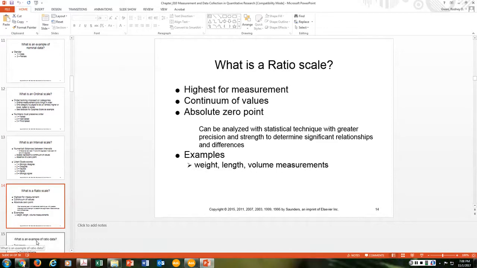What is a ratio scale? This is the highest form of measurement. It's a continuum of values. There is an absolute 0 point. And data of this kind can be analyzed with statistical techniques with greater precision and strength for the purpose of determining significant relationships and differences.